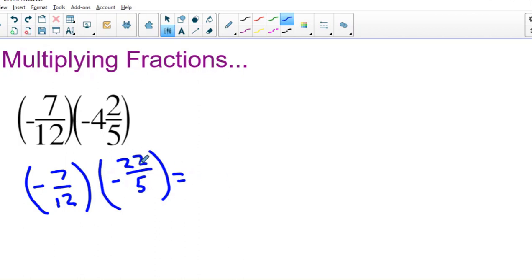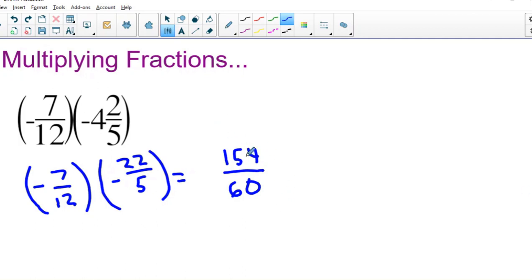So 7 times 22, or really -7 times -22 is positive 154. So those negatives cancel out. Negative times a negative gives me a positive. And then on the bottom, 12 times 5 is 60. And again, we would leave it like this. This is an improper fraction.